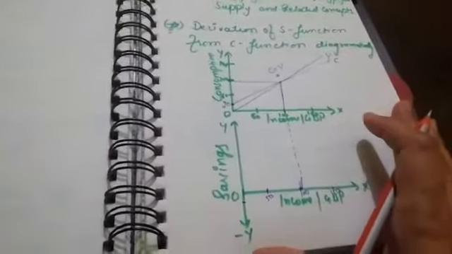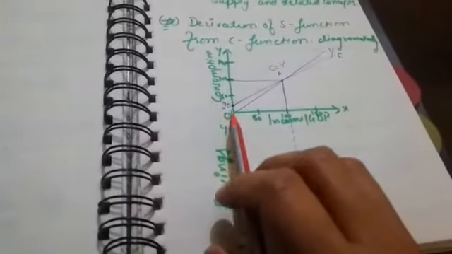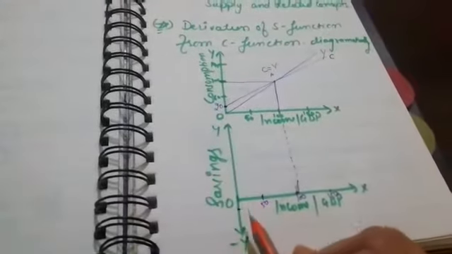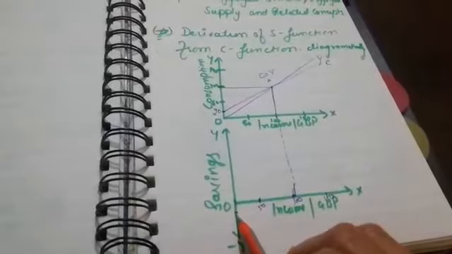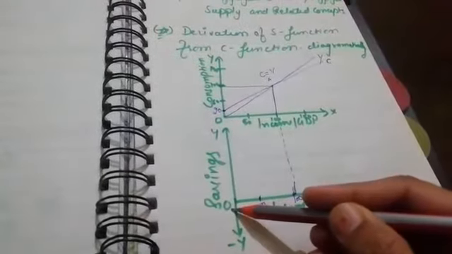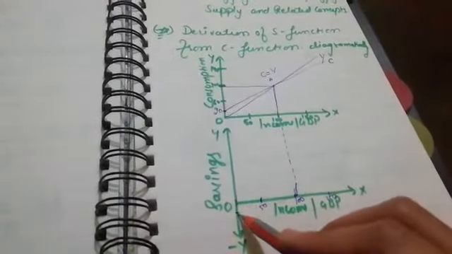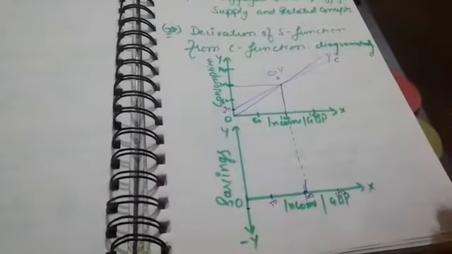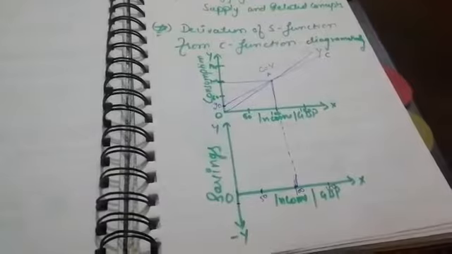Now we know very well that when at zero level of income consumption is 20, then saving will be minus 20. So savings will start from the minus y axis. Why at 0 income will savings be minus 20? Because consumption is 20, and we know income is equal to consumption plus savings. So if consumption is 20 and income is 0, then 0 minus 20, the savings would become minus 20. So the savings at 0 level would start from minus 20.